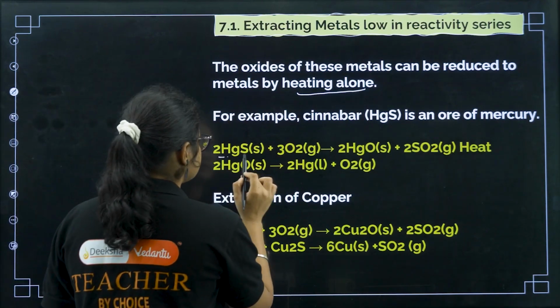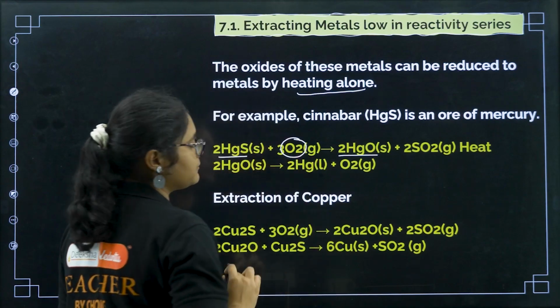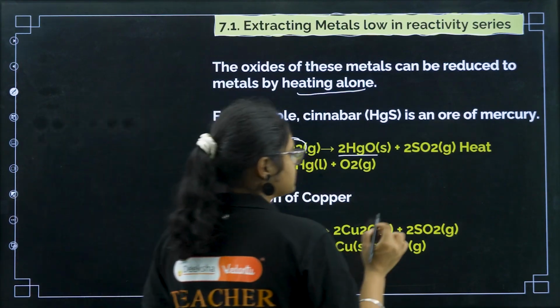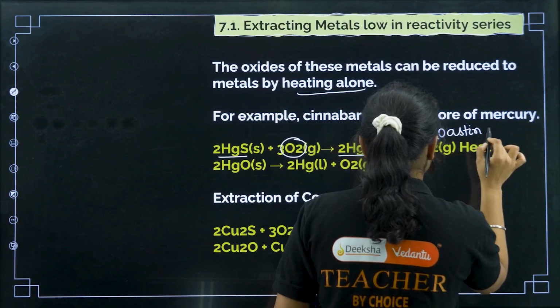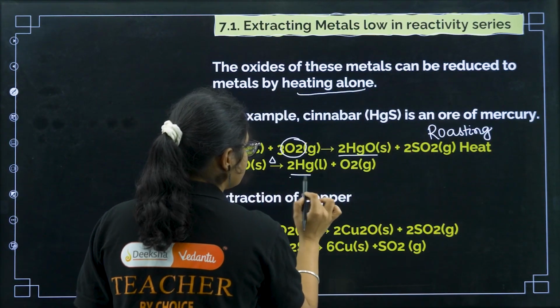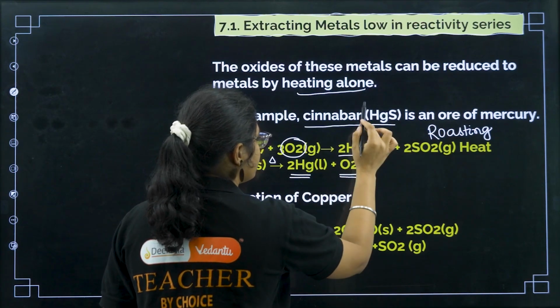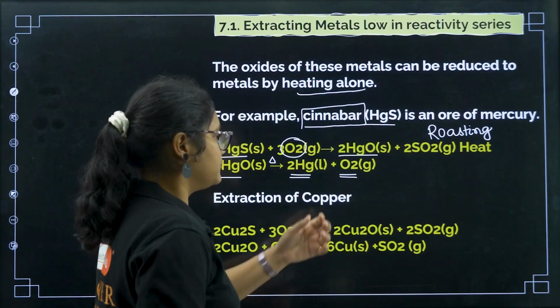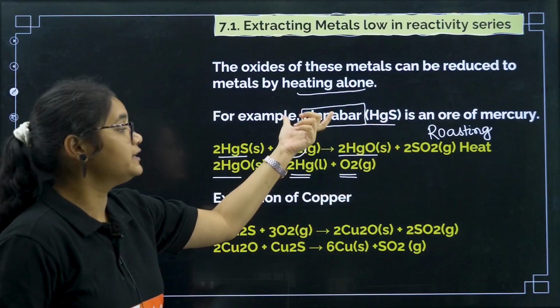So for example, first we had sulfides, and we converted them into oxide by heating in the presence of oxygen. This process is roasting. So we got oxides. Now these oxides are heated to get pure metal and oxygen out of it. So HgS is called what? It is an ore of mercury and we call it cinnabar.